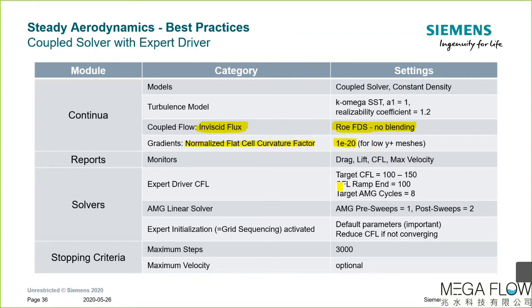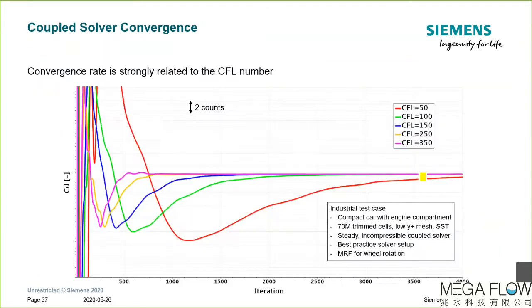As I said, the expert driver requires a target CFL number. That's what you can see here, 100 to 150. What is the best one? Well, it depends on your case, but you don't have to define that with automatic CFL, and that's the nice aspect. Again, you can see it here, basically a study for an industrial case.